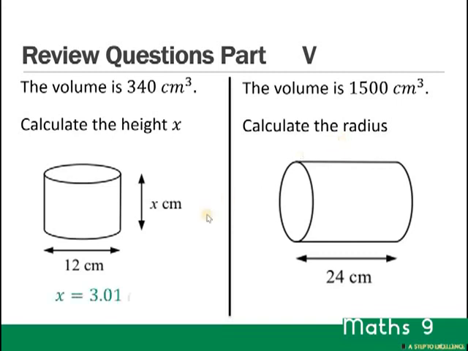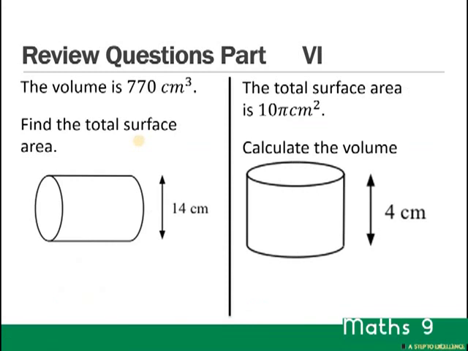Here are the answers. The height x is 3.01 centimetres, and the radius is 4.46 centimetres. You need to use the formula that the volume is pi r squared times h, and then work backwards to find the missing lengths.